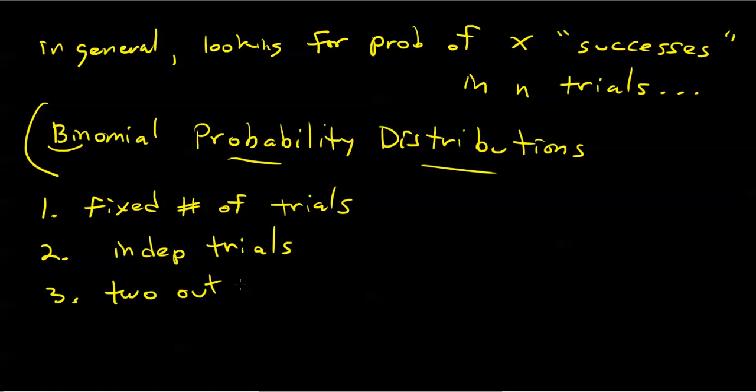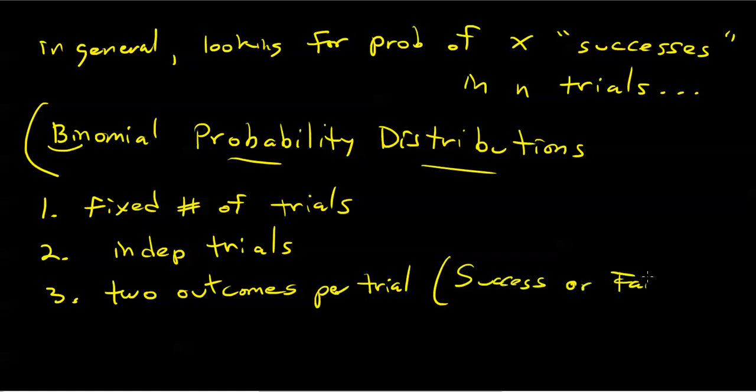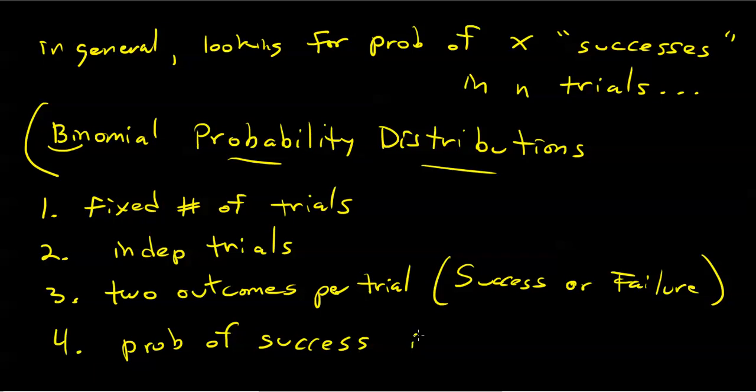There are 2 outcomes per trial, denoted as success or failure, and typically the context of the problem lets you know which to label a success or which to label a failure. And the probability of a success, or of course then a failure, is constant across trials. If you've satisfied all 4 of these criteria in your statistical experiment, then you've got a binomial probability distribution.